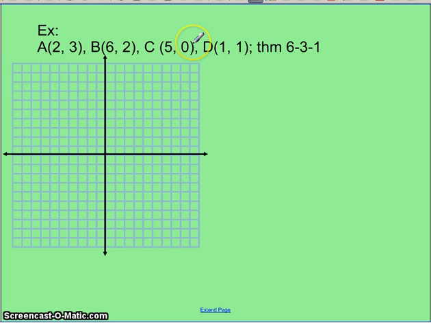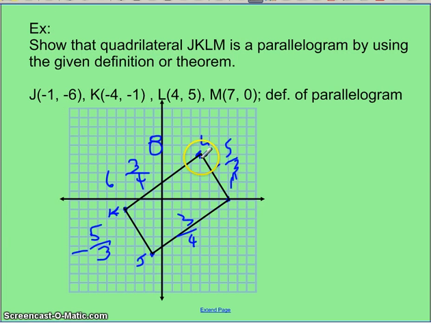Alright, we got one more example of those to do, it looks like. So we're going to count 1, 2, 1, 2, 3. This is A. And then we got 1, 2, 3, 4, 5, 6, 1, 2. This is B. And then we've got 1, 2, 3, 4, 5, 0. This is C. And then we got 1, 1 right here. This is D. Now notice that it says that we got to do it by 6.3, which is that opposite sides are parallel and congruent.